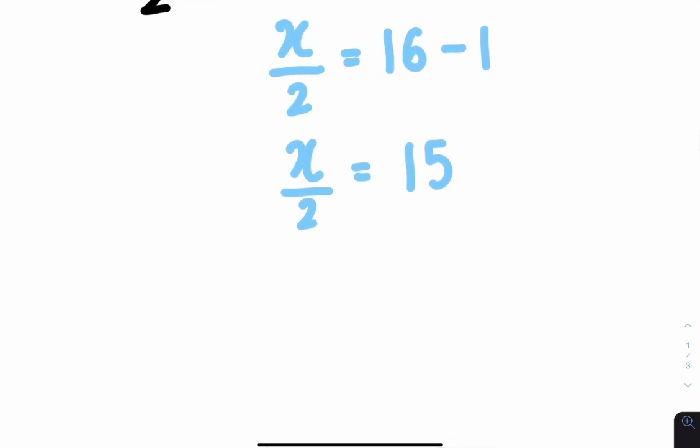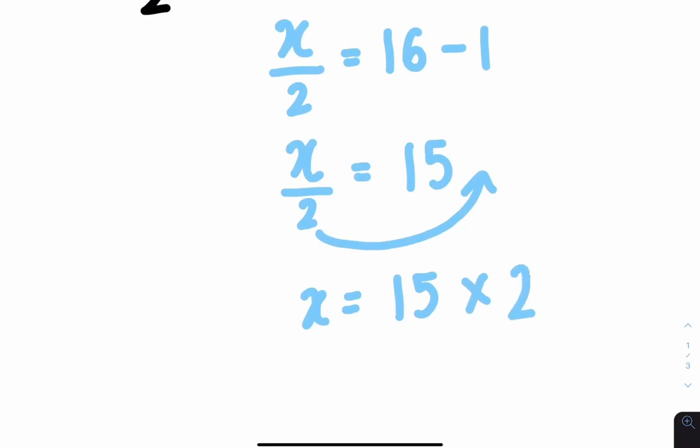Now, we still don't have x on its own. We have x divided by 2. We do the opposite. So the opposite of divide by 2 is times by 2. But you have to do that to both sides. So I essentially bring this up and I get x equals 15 multiplied by 2. 15 multiplied by 2 is 30. So x is 30 in this case.